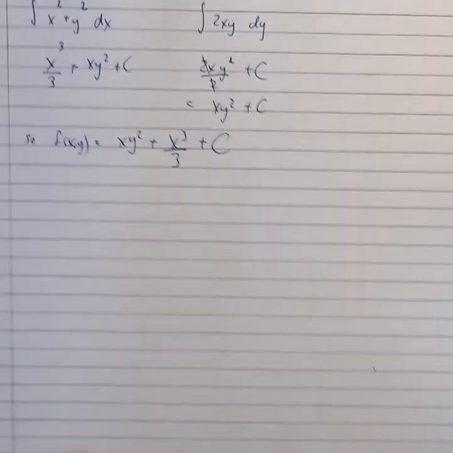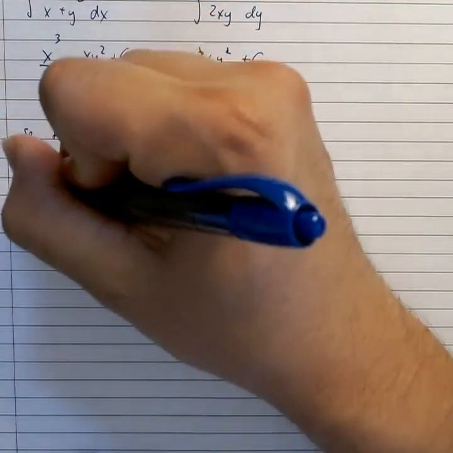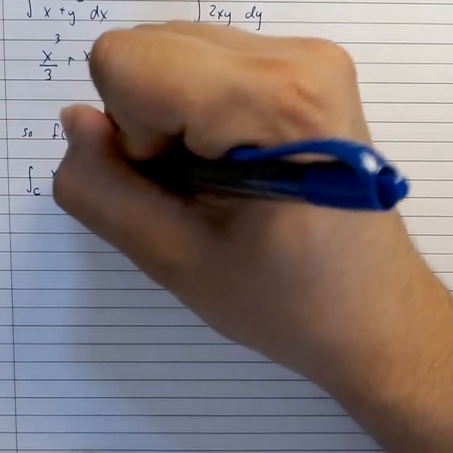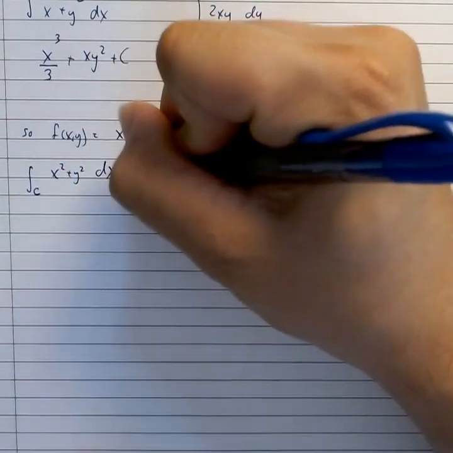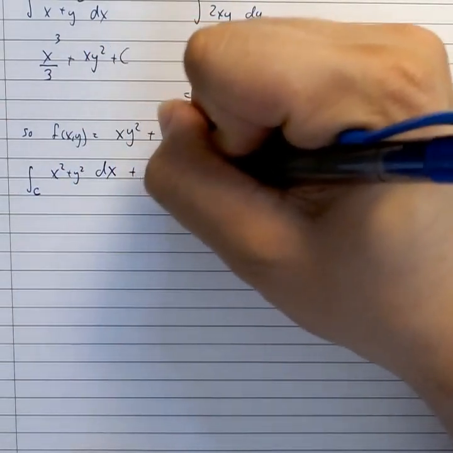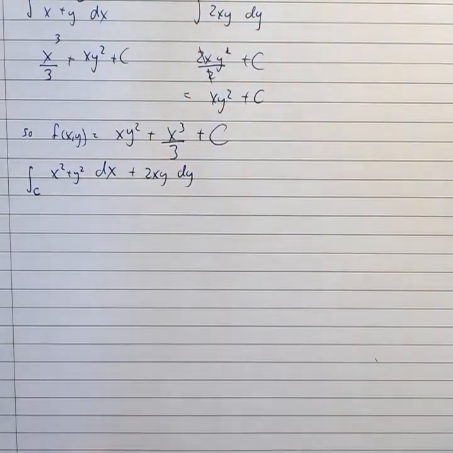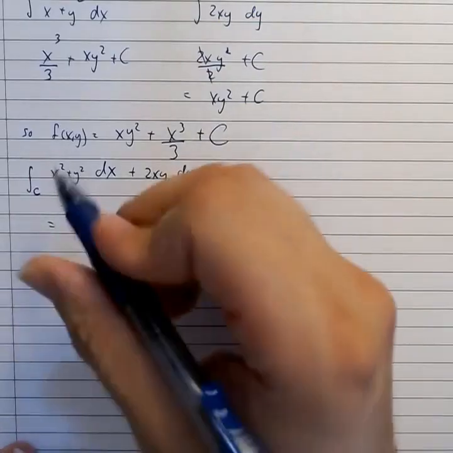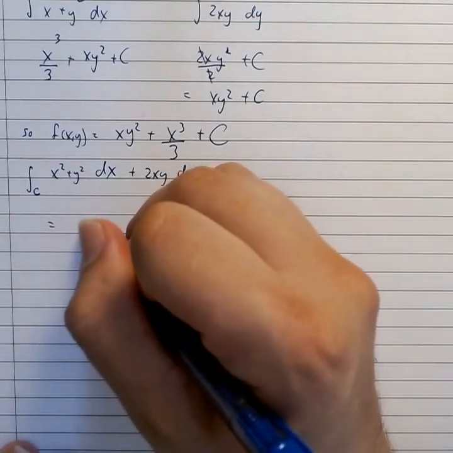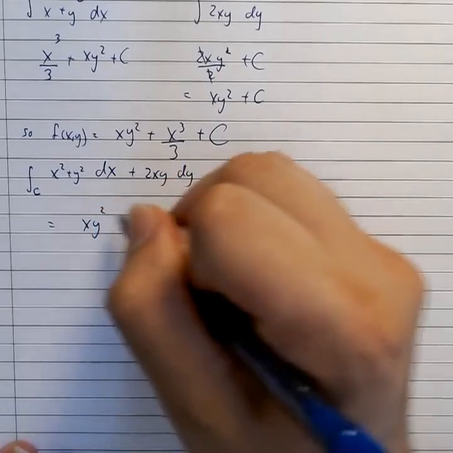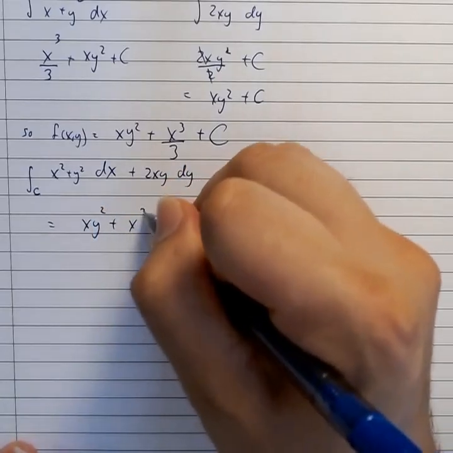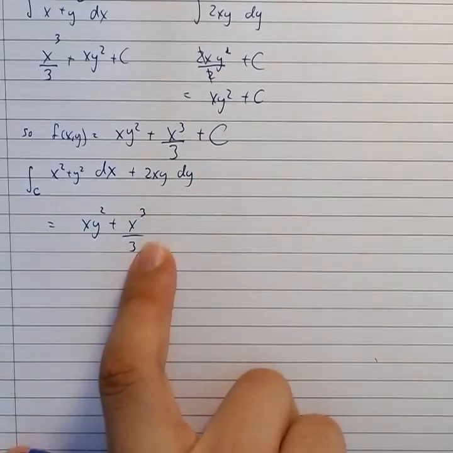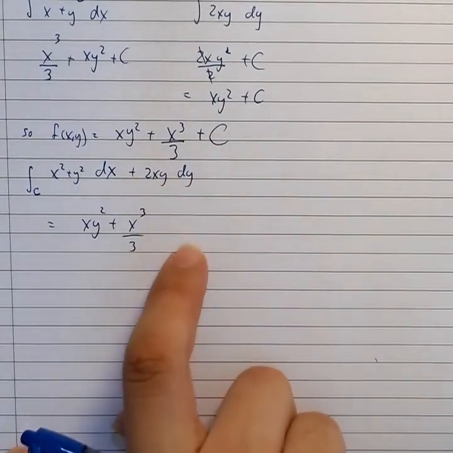All right, so now we're just about done. That means that our integral over c of x squared plus y squared dx plus 2xy dy is going to equal, we're going to take our potential function, which was xy squared plus x to the third over 3. Here I'd like to put this constant of integration, but just like in Cal 1, the constant of integration will cancel out.